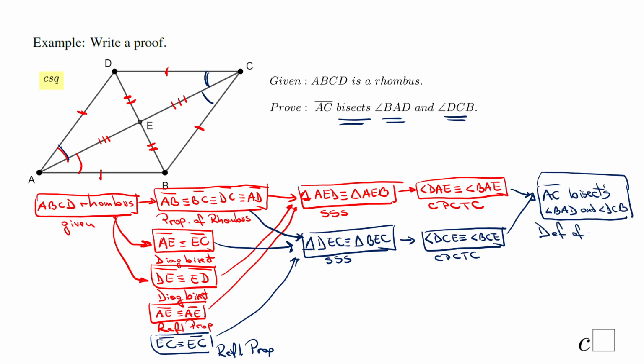Remember, the definition of angle bisector says it cuts the angle in half, which we see here. These two angles are congruent and these two angles are congruent. Yes, AC cuts the big angle in half. And that's it for this long and interesting proof. And I wish I could organize it in a better way, but it is what it is.